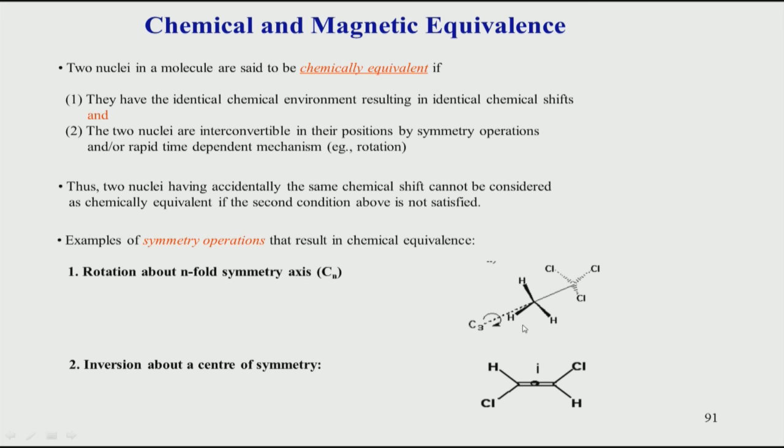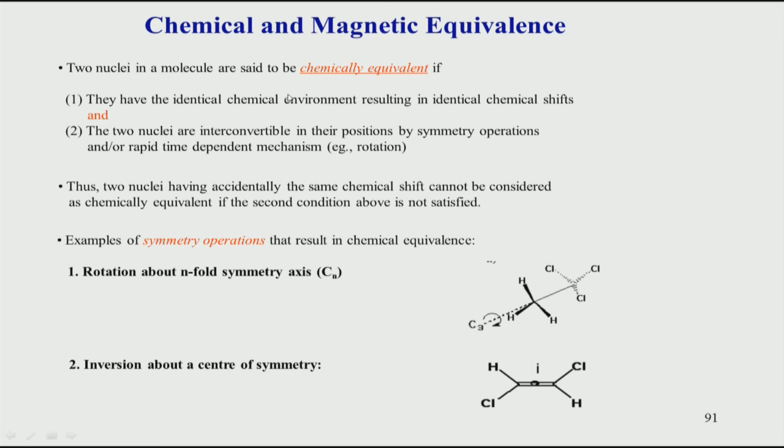One should distinguish here between two things. Two hydrogen atoms can accidentally, by chance, have the same chemical shift value. That does not mean they are chemically equivalent. When you say two hydrogen atoms are chemically equivalent, it means they have to satisfy both of these conditions, and that is why the word "and" comes into the picture. They have to not only have the same chemical environment, but at the same time they should be interconvertible in their positions by some kind of symmetry operation, such as a rotation around an axis, or rotation around a bond, and so on. Only when both of these conditions are satisfied do we consider that the two hydrogen atoms are chemically equivalent.